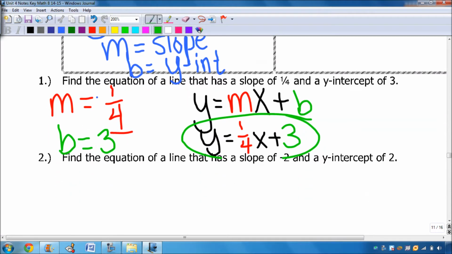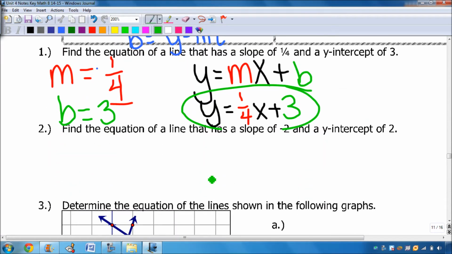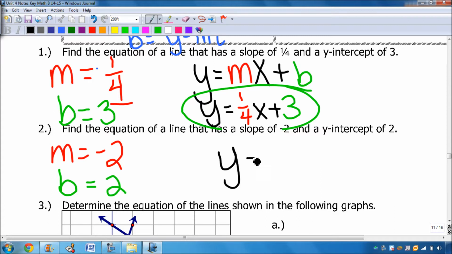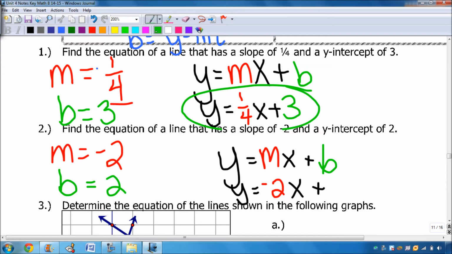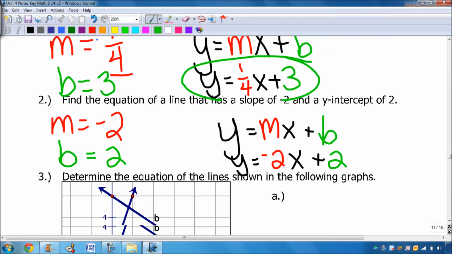So let's take a look at question number 2. Find the equation of a line that has a slope of -2. So this time I know what m is. It's -2. And it has a y-intercept of +2. So I know what the b is. So then your equation would just be y equals mx plus b, right? And you know the m, and you also know the b. So the m, I'm going to replace it with -2, and the b is +2. Okay?